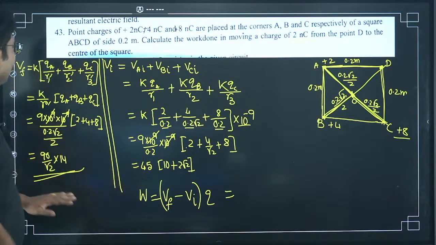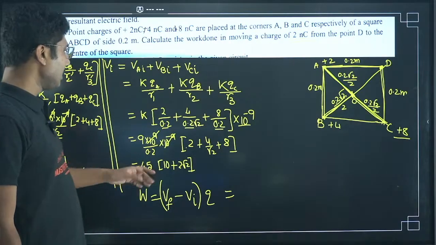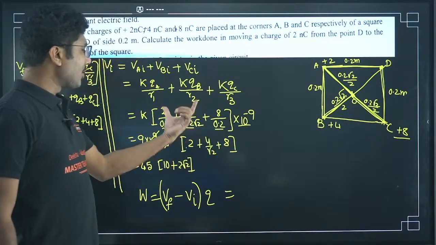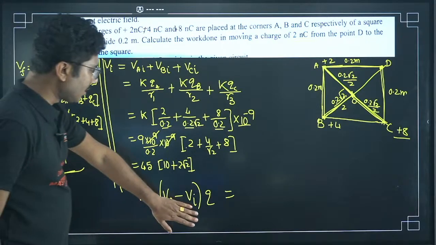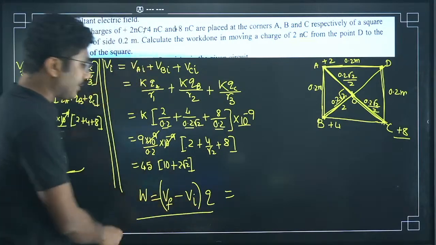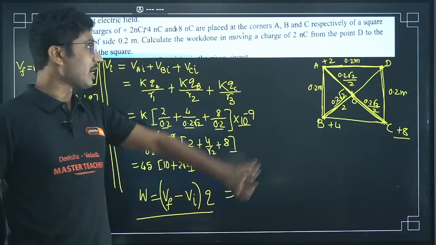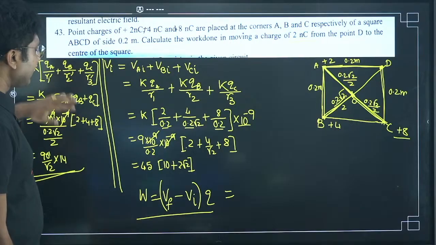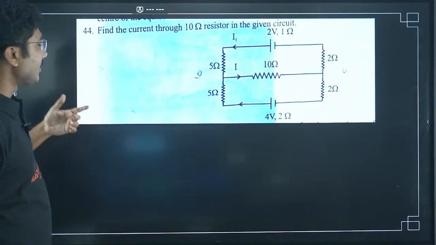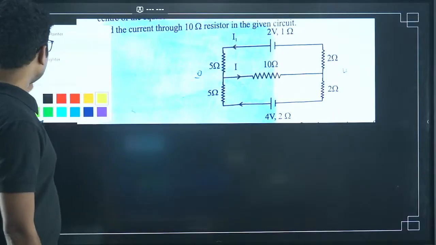This is the method. Very simple, straightforward method. No rocket science in here, right? Just do the step-by-step method, and finally calculate the work done. Work done is difference in potential, final minus initial, always this is the case, times the charge which is given in this case, right? I am leaving it here. If you want the exact answer, I will ping it to you later on. Please let me know.